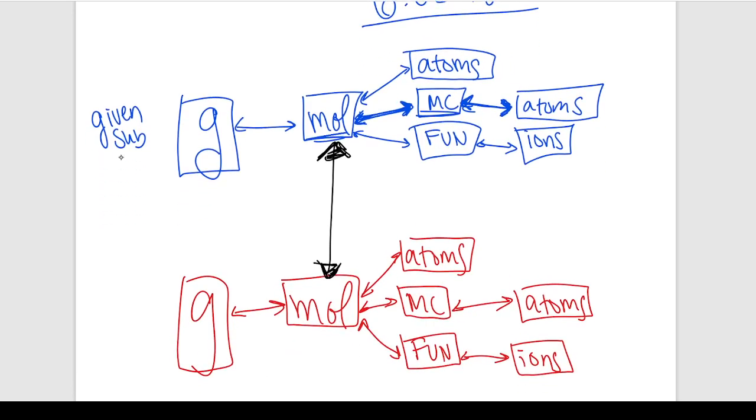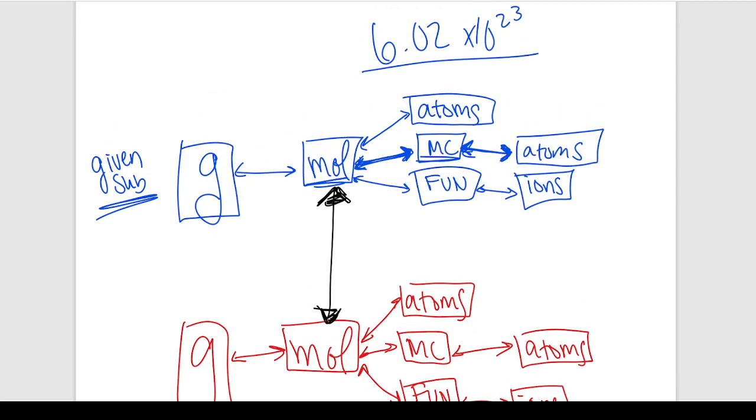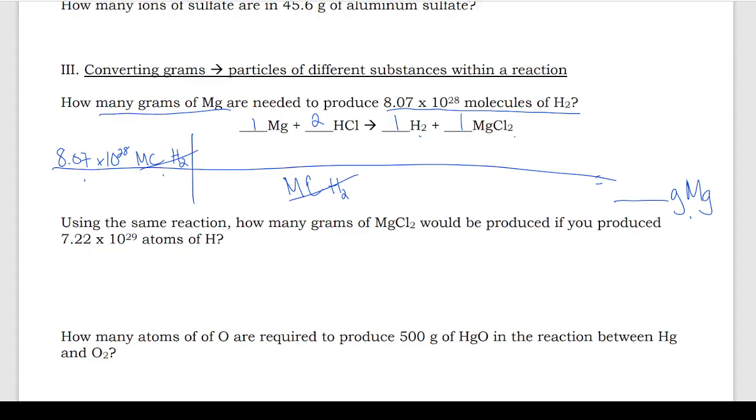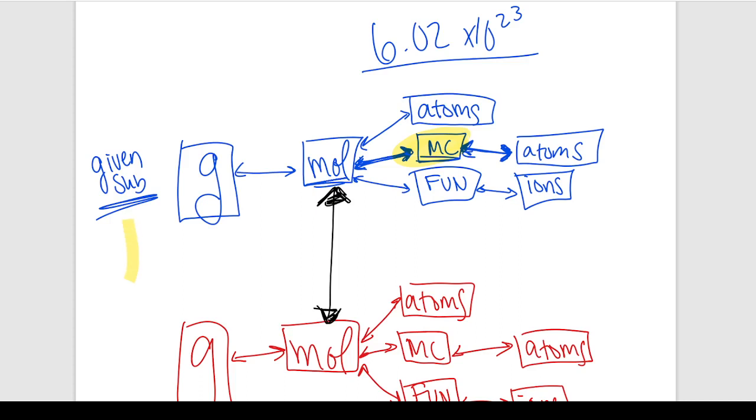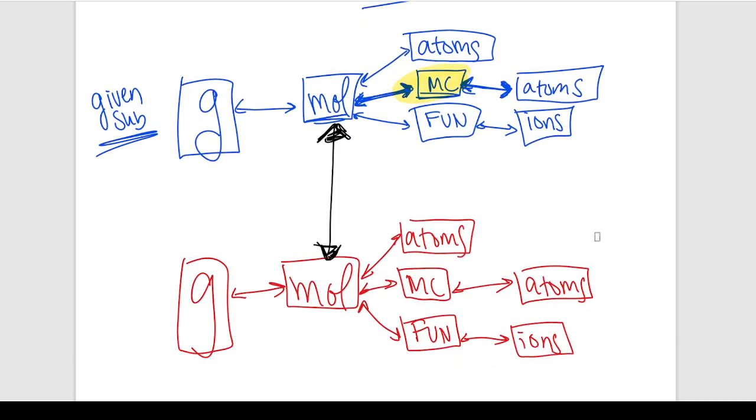So I am starting in my given substance, of course. I'm always starting in whatever my given substance is. And I am starting in molecules of my given. The question is asking me for grams of magnesium. So if I'm looking at this, I need to go from molecules to grams. Now grams shows up twice on this mole map. Like all of these arrows, notice, are double-sided, so you can go both directions. But it's about which grams am I going to.